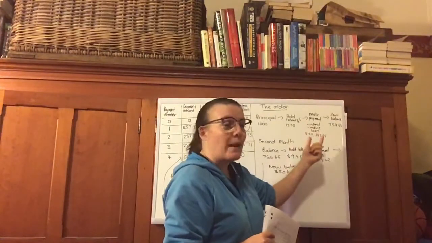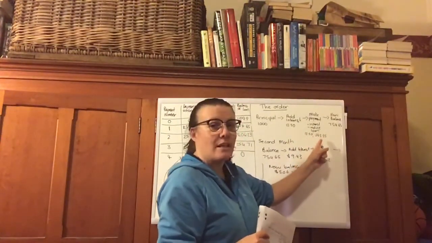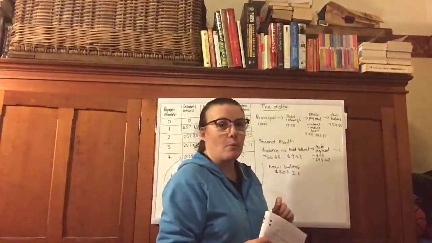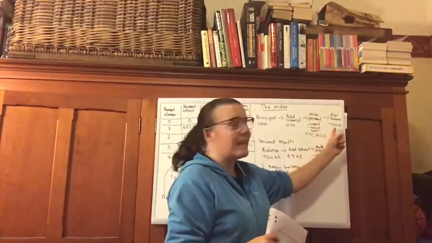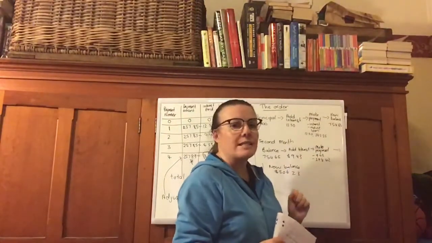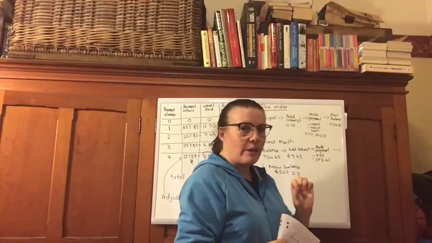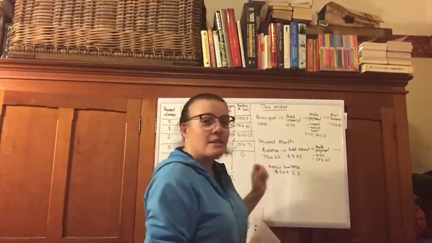The rest of the payment, which would be $245.35, goes to reducing the principal. That's why it's called a reducing balance loan. And that gives us a new balance of $754.65. Remember, the order is very important. You must remember this. We go to the second month.